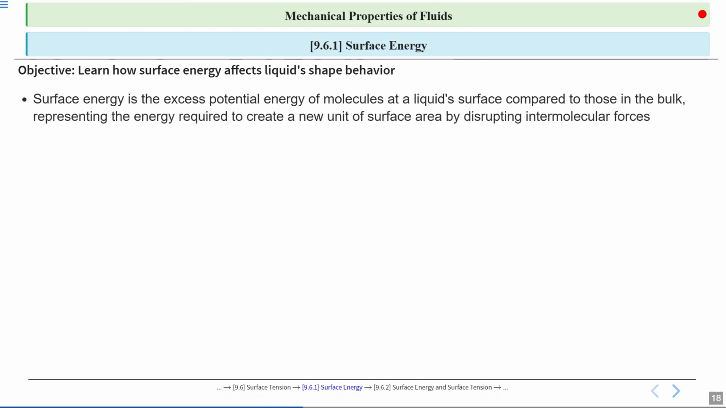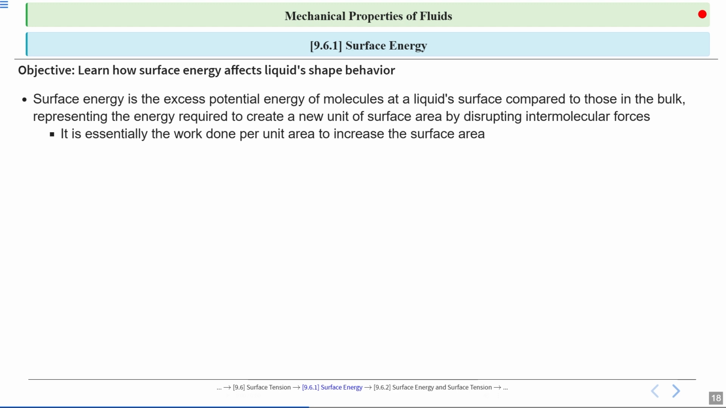Now, surface energy. So let's define surface energy. Surface energy is the extra potential energy that molecules have at the surface of a liquid compared to those inside the liquid. This happens because molecules at the surface are not surrounded by other liquid molecules on all sides, so they experience different forces. In simple terms, surface energy is the energy needed to create a new surface by breaking the bonds between molecules.